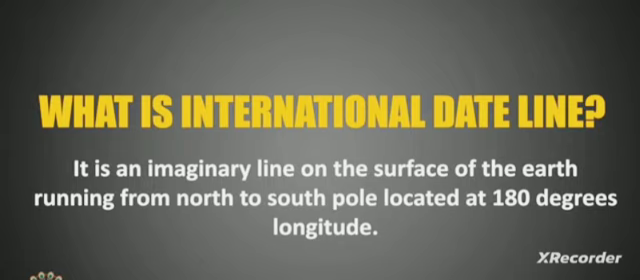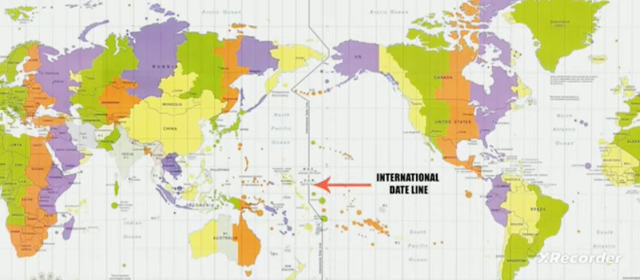What is the International Date Line? It is an imaginary line on the surface of the Earth running from the North to South Pole, located at 180 degrees longitude. Although the International Date Line generally follows the 180 degrees meridian, it does diverge in places. Since the 180 degrees line runs through several countries, it would divide those countries not simply into 2 different time zones, but into 2 different calendar days.